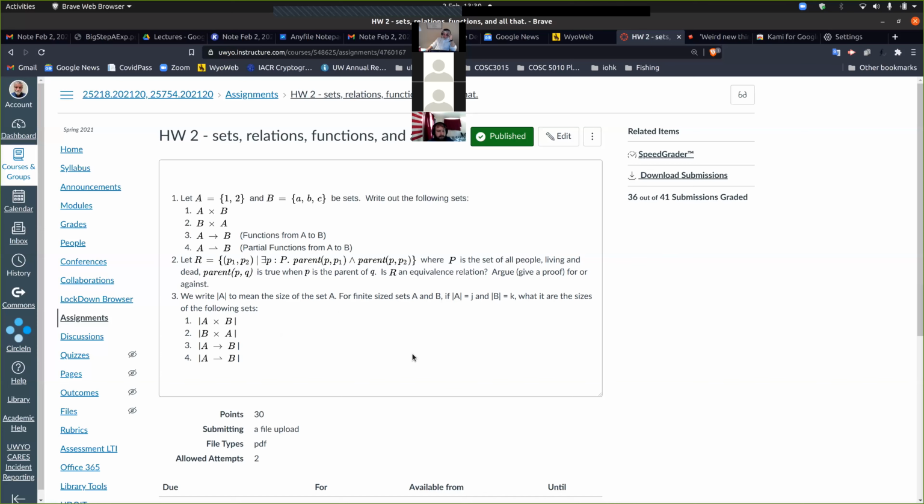Now, if we restricted this to be the pairs of people who have two parents in common, then the relationship would be transitive.